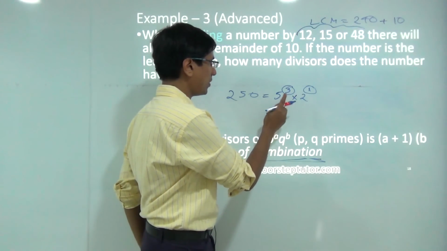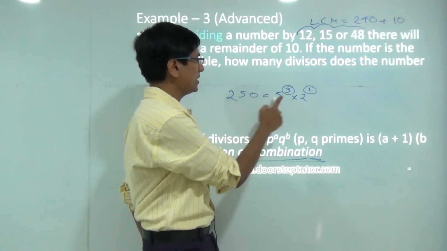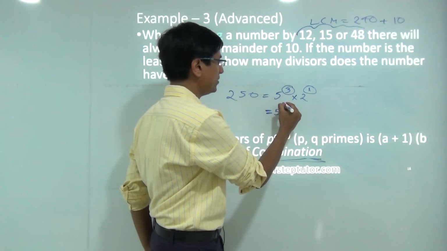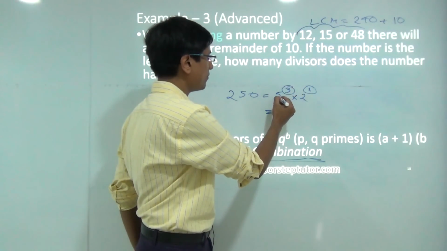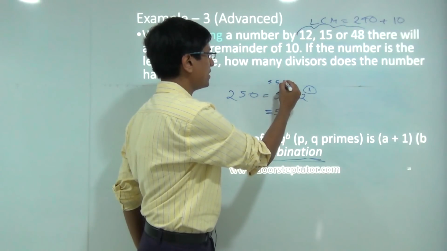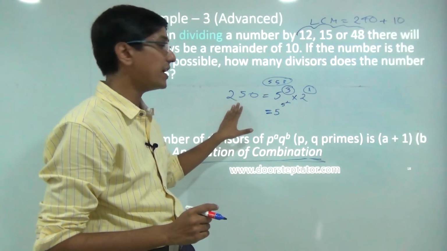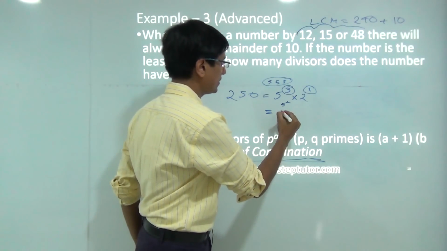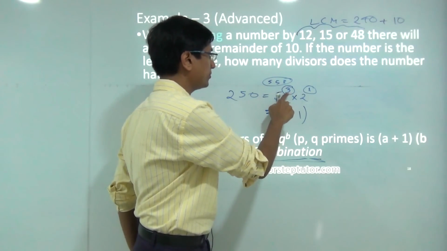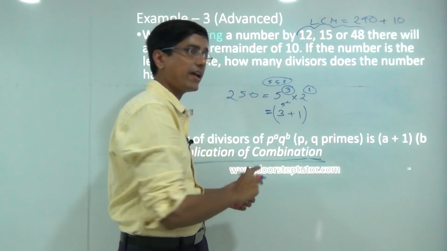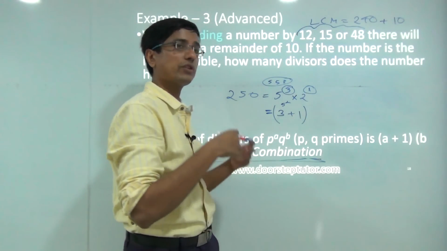If I take 5, it would divide 250, so 5 is a divisor. If I take 5 into 5 square, that would be a divisor too. The number of ways from 5 raised to power 3, which is 5, 5 and 5, to create a divisor is 3 plus 1. Either I can choose one 5, or two 5s, or three 5s, or I can choose no 5s.